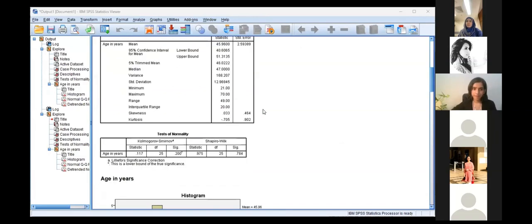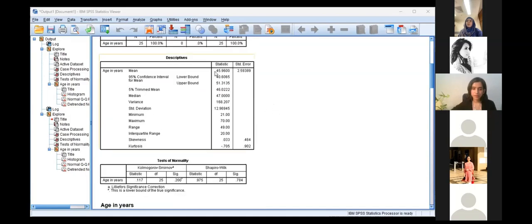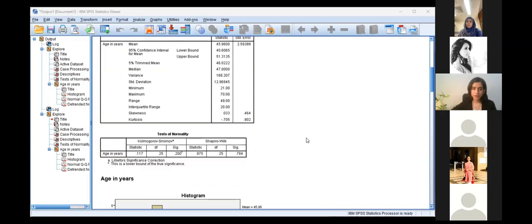Then there's a median, and these are relevant to us. Standard deviation is there, variance is there, range, that is minimum and maximum values, is there, and interquartile range is there, right? So these are all the descriptives that are reported in this table.